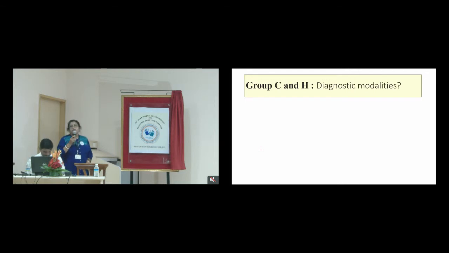Okay, now diagnostic modalities for Clostridium difficile infection. Quickly you can tell. This is a very simple thing.